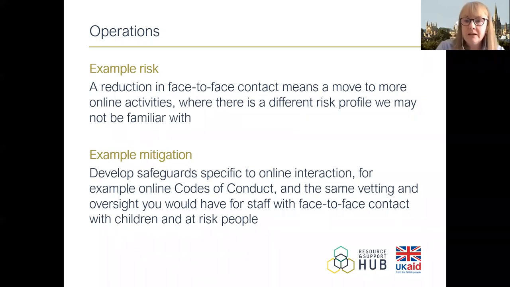And if we're not familiar with working online with children, at-risk adults, and affected populations, there may be risks that we need to consider. So the mitigation there would be to make sure that you develop safeguards that are specific to online interaction. For example, there would need to be codes of conduct that are specific to online activity. Also bear in mind that when you have staff interacting with people online, you should make sure that you have the same oversight and the same vetting process that you would for staff who have face-to-face contact with children and at-risk people, because the risks of online are still there. Next slide, please.